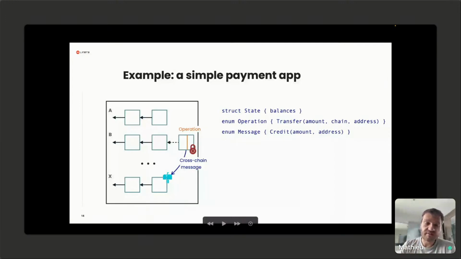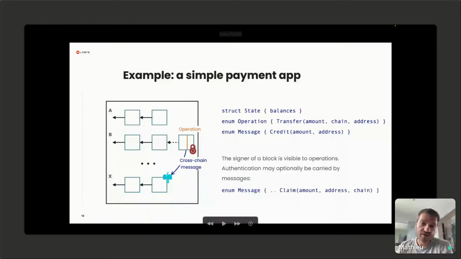Okay, now what happens if you make a mistake? You send some money to a chain, but in fact you didn't mean to do that. If the account on the receiver side is still the same address as you had, then morally speaking, it's still your coin, so you could send a claim message. You'll be able to say, okay, under an address I control, I have some coins in a different chain, and now I want to claim them to bring them back to my favorite user chain. That's possible because messages can optionally carry the authentication of the block that created them.